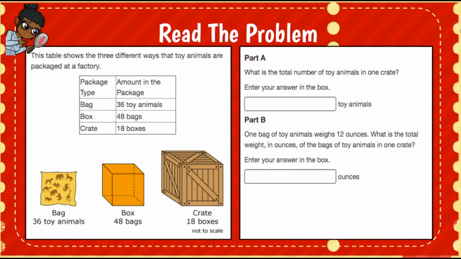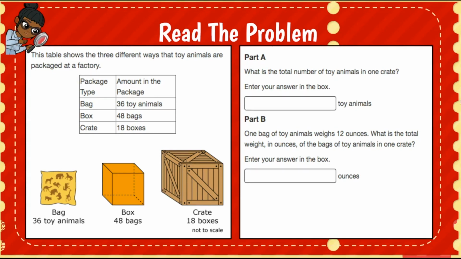For this problem, we're going to be answering 2 questions. Part A, what is the total number of toy animals in 1 crate? Part B, 1 bag of toy animals weighs 12 ounces. What is the total weight in ounces of the bags of toy animals in 1 crate? Let's start by focusing on part A.